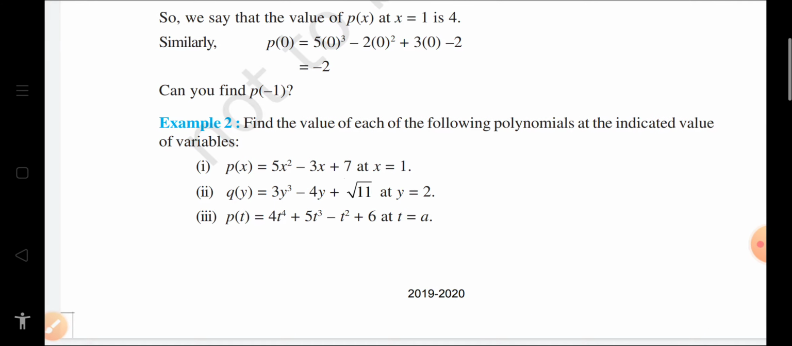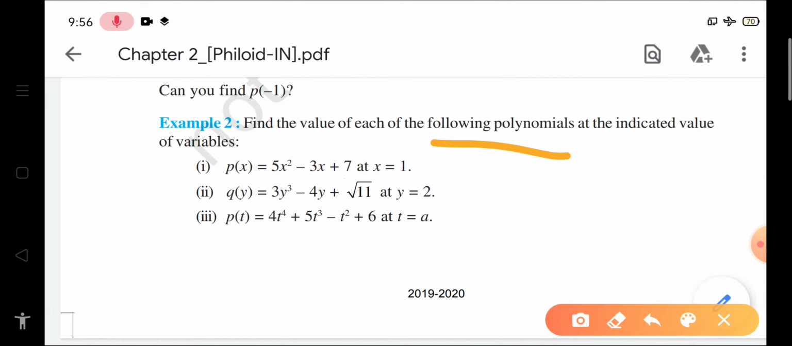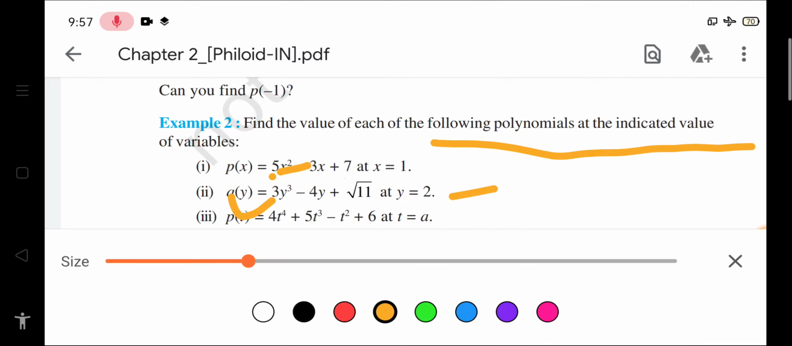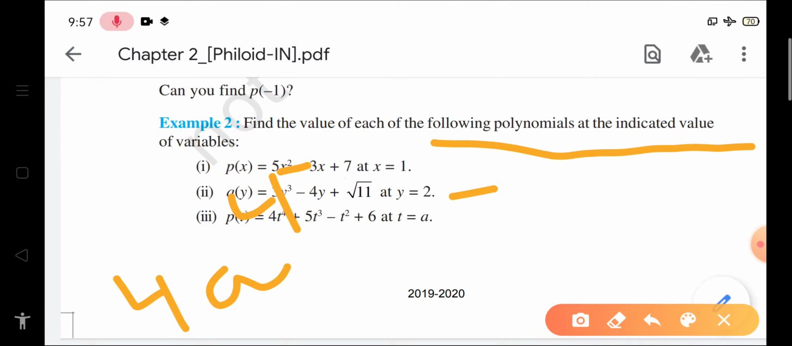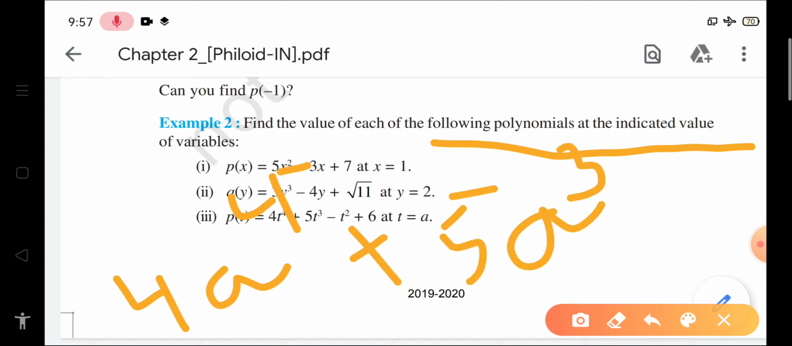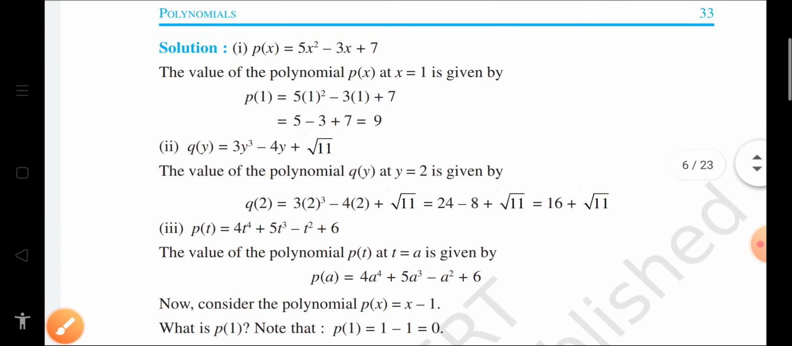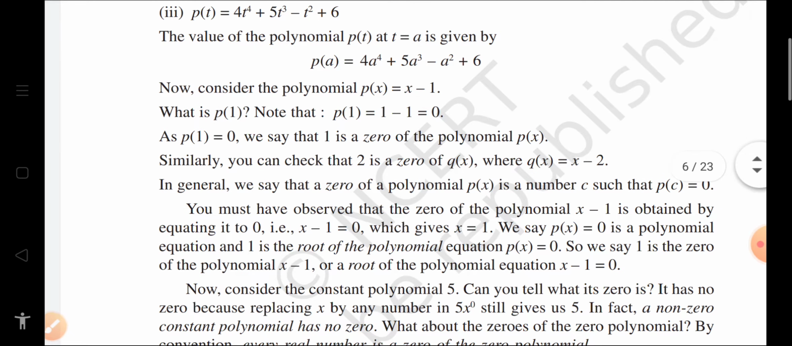This is the example: find the value of each of the following polynomials at the indicated value of the variable. So here you will put x is equal to 1, here y is equal to 2, here t is equal to a. So the first expression becomes 4a to the power 4, then plus 5a cube. You only have to put a at the place of t. This is the solved example. I think you will solve it by yourself, not by seeing the solution.